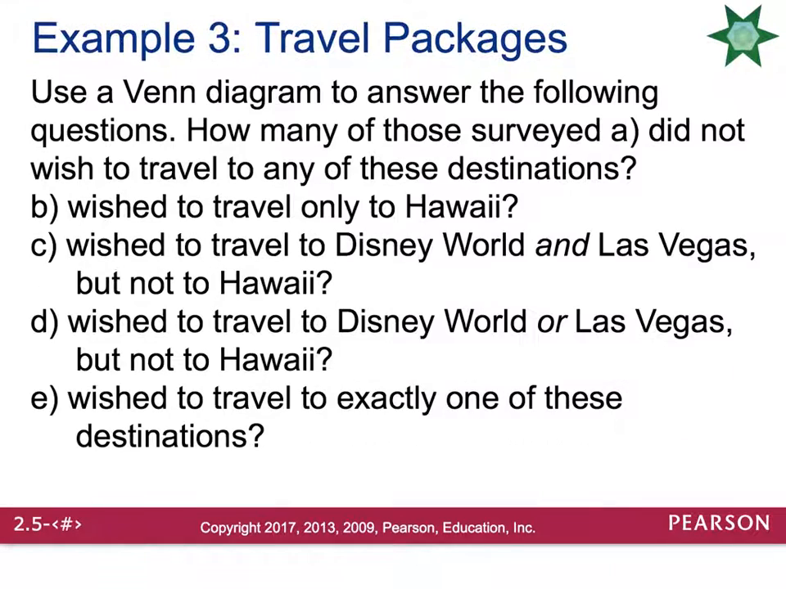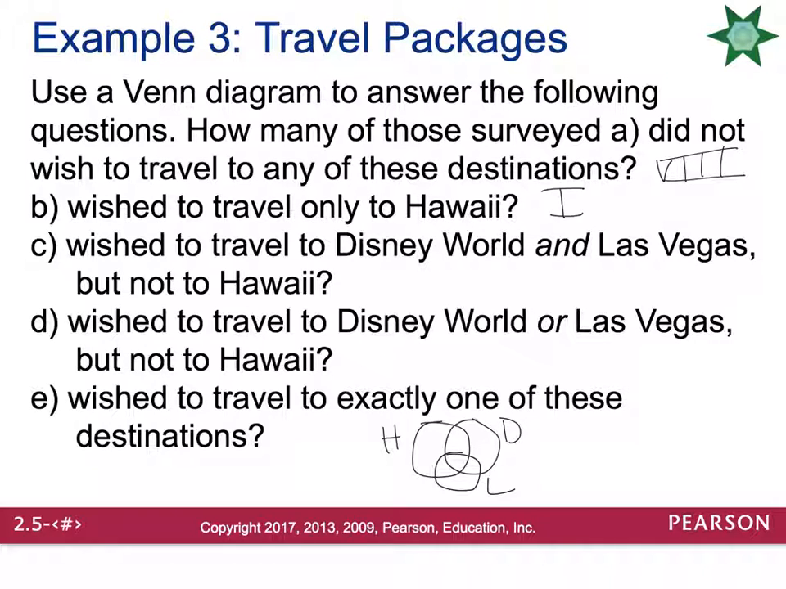Okay. So these are the questions that were asked. How many of those surveyed did not wish to travel to any of those destinations? That would be region, I'll write down the region for this one anyway. That would be region 8. That's the ones that are outside all the circles. How many wish to travel only to Hawaii? We can call that region 1. Let me redo that. This would be Hawaii, Disney, Las Vegas. Okay, we've got them all overlapping. So it's going to look like this in the next page.